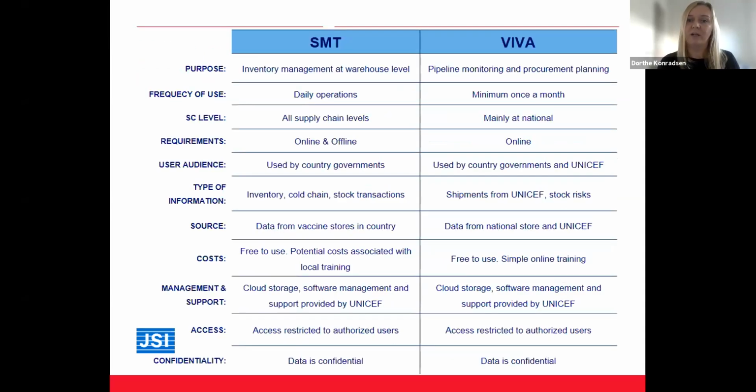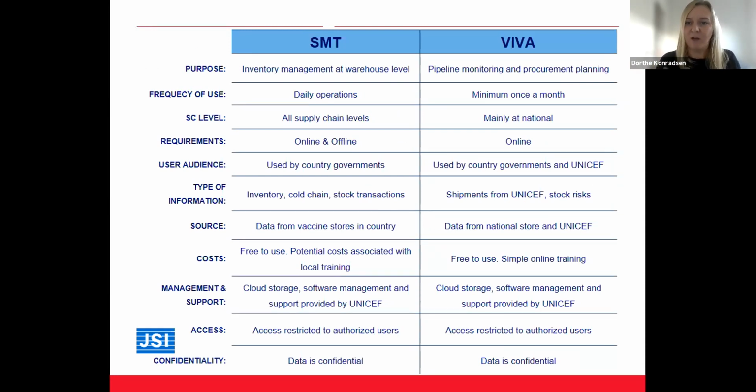So just to quickly compare the two tools to make sure that we're clear on what is what. The SMT is an inventory management tool, so a stock management tool that is used in the stores, whereas Viva is used at the national level to see the shipments coming into the country and to support the supply planning on moving shipments around, so you are sure of having a constant level of the supplies.